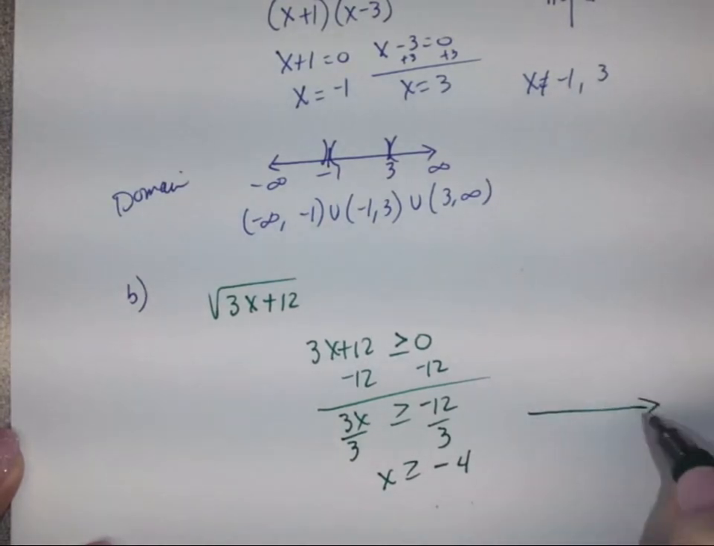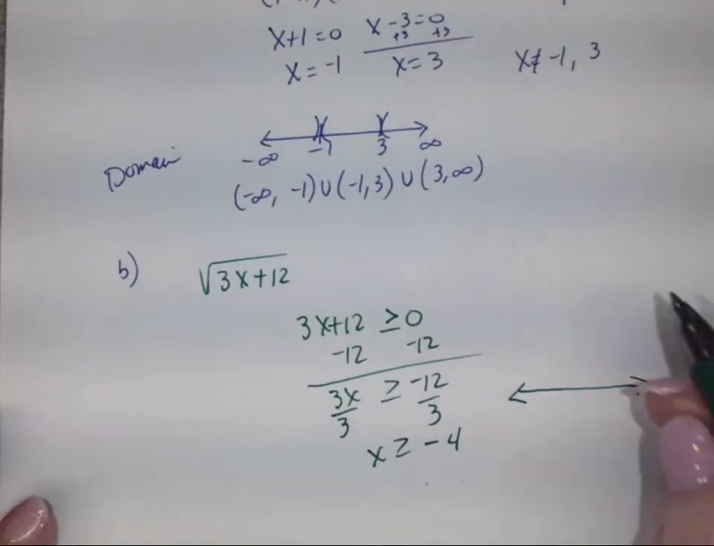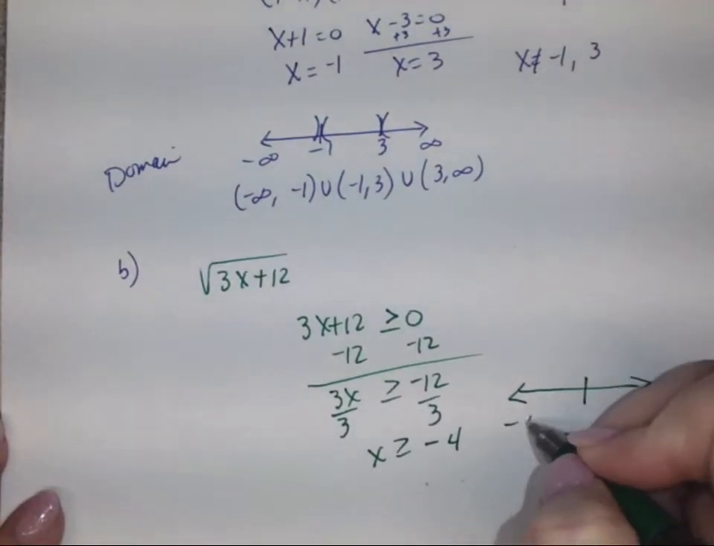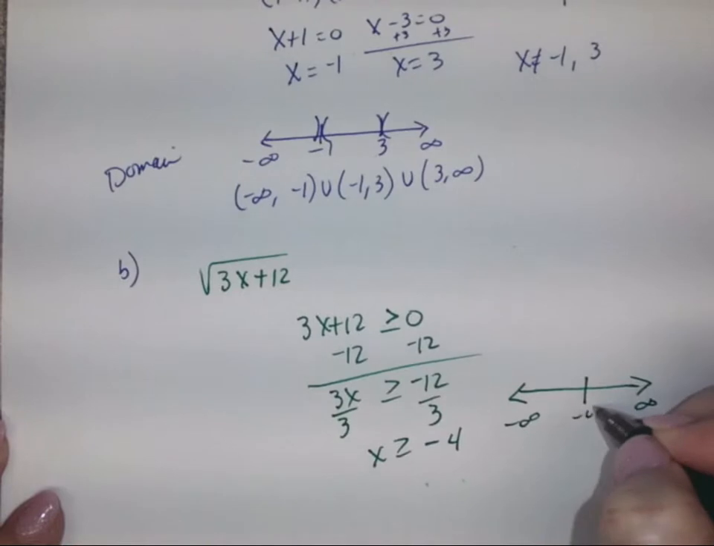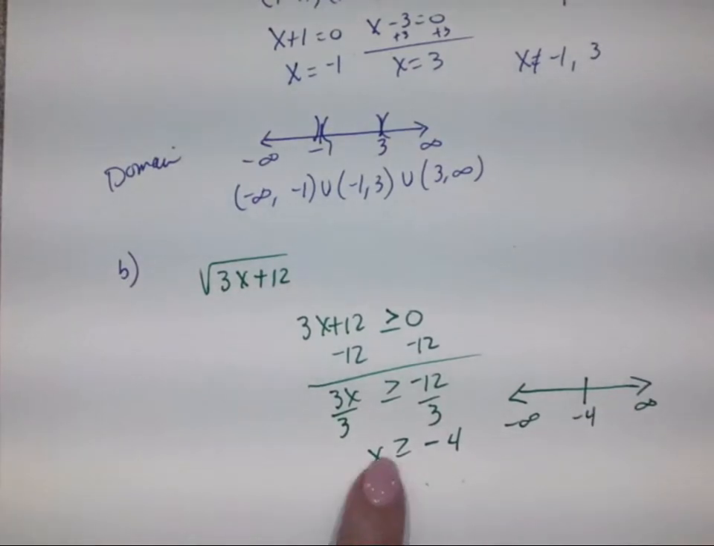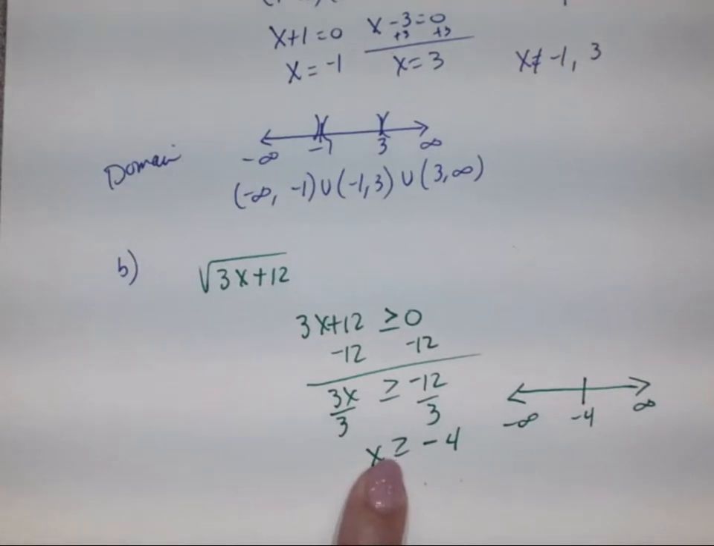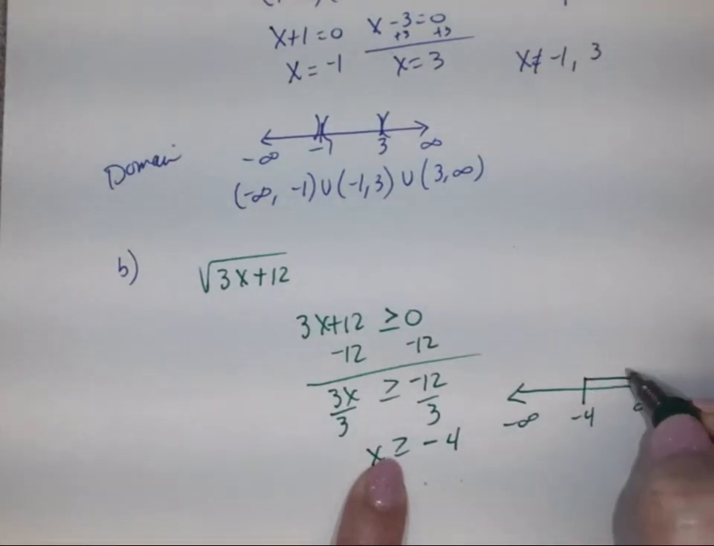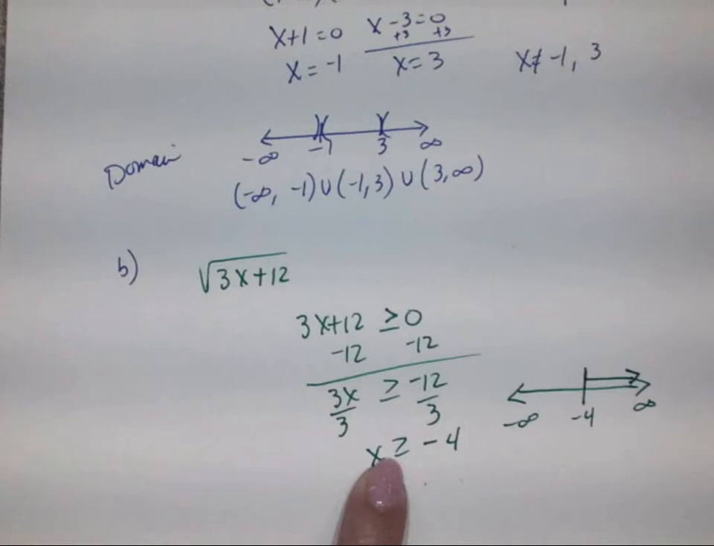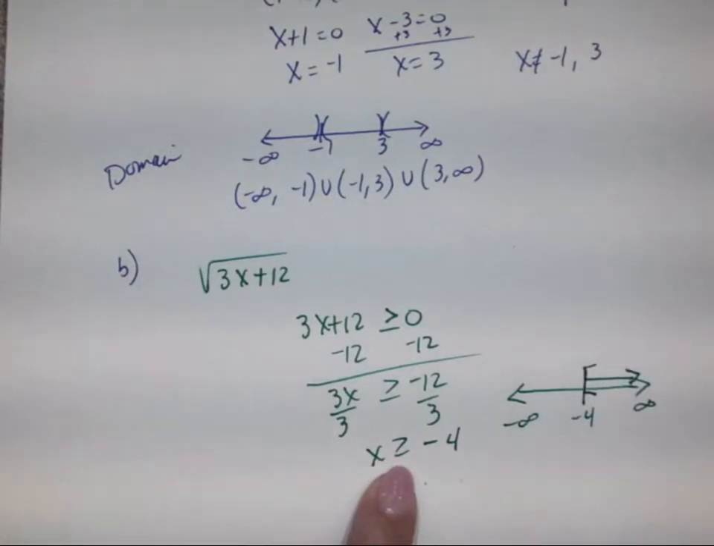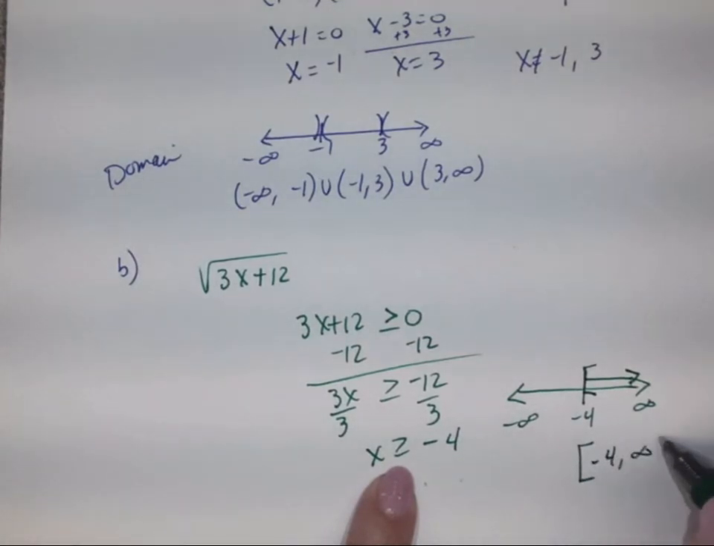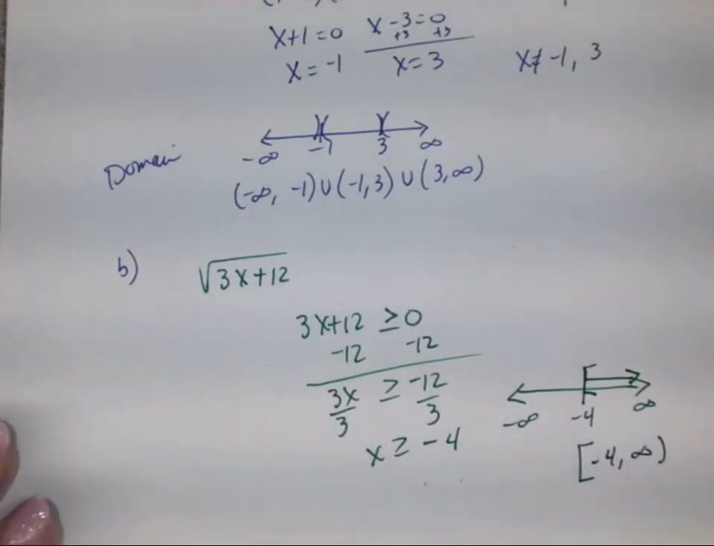So now I'll draw my number line again to figure out what that domain in interval notation looks like. And I have negative infinity, infinity, and that negative 4 is the only number I have. Well, it has to be greater than or equal to, so greater than goes to the right. So it's going to the right, and because it has an equal sign, it will get a bracket. Bring it on down, it'll be bracket negative 4, infinity, with a parenthesis.